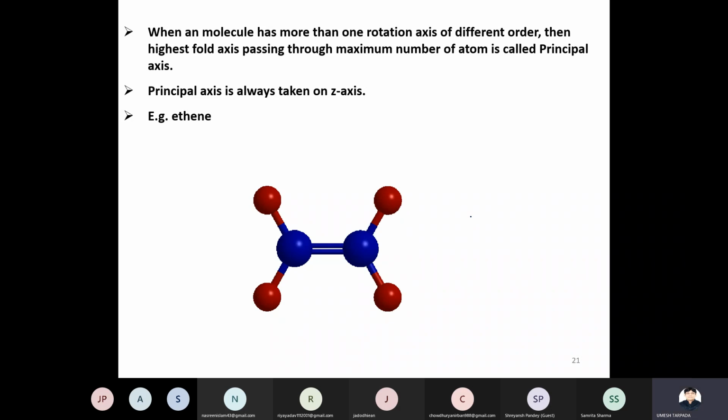See, this is the ethene molecule. You tell me how many C2 are there? This is atom number 1. This is atom number 2. Which one is the highest pole axis? First, you tell me. If you want to bring atom 1 to 2, at what angle will you rotate?